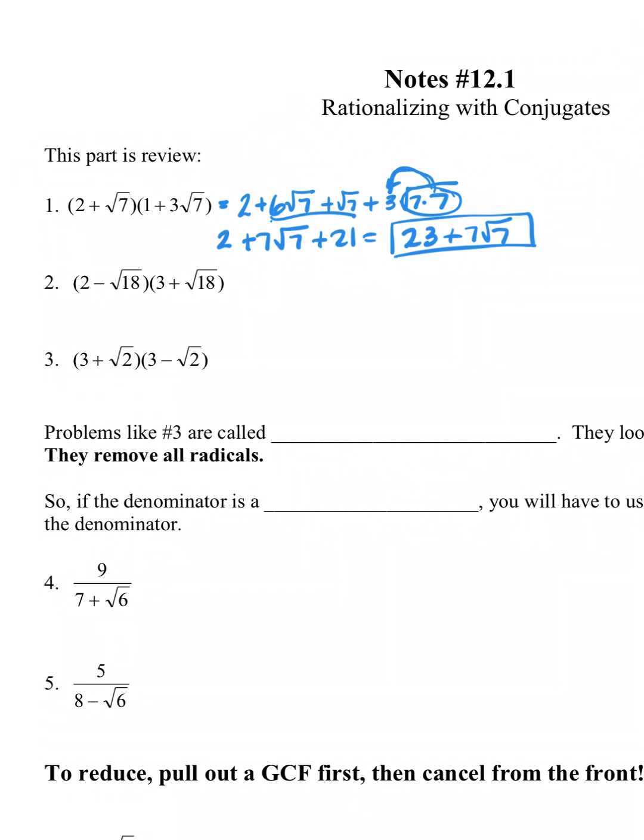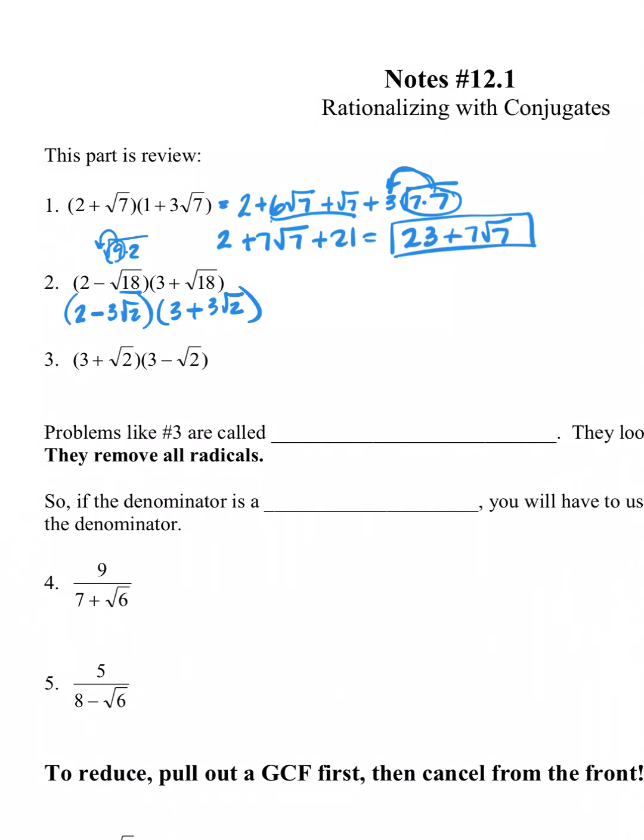Okay, on number 2, I want to first realize that this 18 under the radical is not reduced. So that 18 is really 9 times 2, right? Well, 9's a perfect square, and that means a 3 can come out. So I can rewrite this as 2 minus 3 square roots of 2 times 3 plus, again, it's the same radical, 3 square roots of 2.